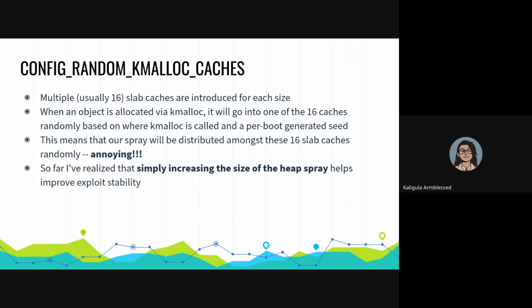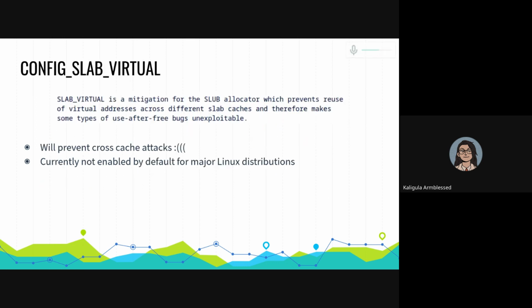Now, something that would prove a bit more annoying would be this. There was a post last year on one of the Linux mailing lists saying cross-cache is dead, because now there is CONFIG_SLAB_VIRTUAL. This is a mitigation for the slab allocator that prevents reuse of virtual addresses across different slab caches. Basically, because you cannot cross-cache, whatever I have shown you before with the chem object being replaced with a message will no longer work.